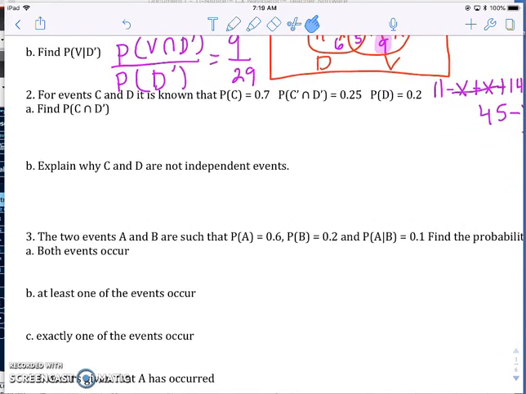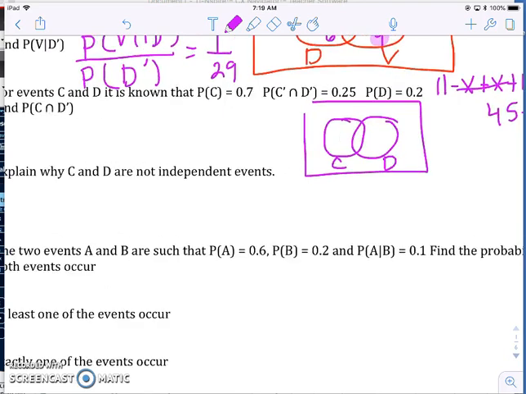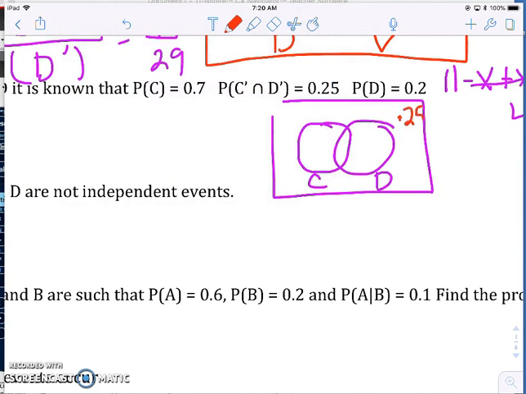The second one here, for events C and D, it's known the probability of C is 0.7, not C and not D is 0.25, and the probability of D is 0.2. So once again, I'm going to draw this diagram. So we have C and D. We know not those is 0.25. Once again, we don't know our overlap, so we can put x. P of C, so 0.7 minus x. P of D would be 0.2 minus x.